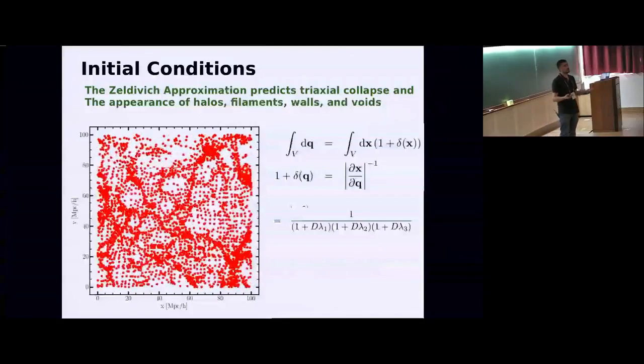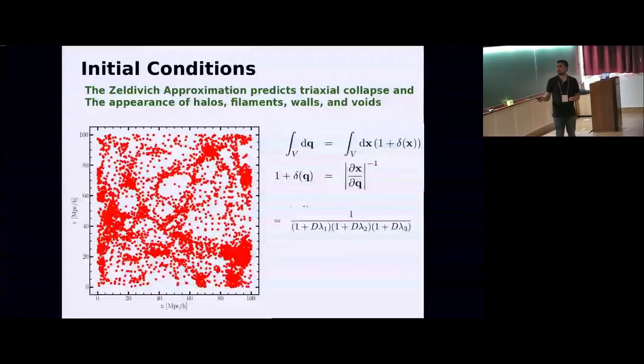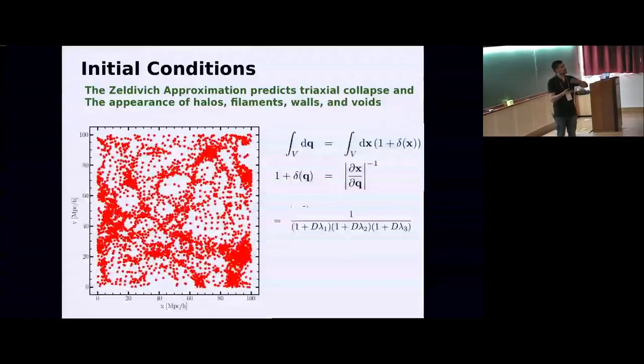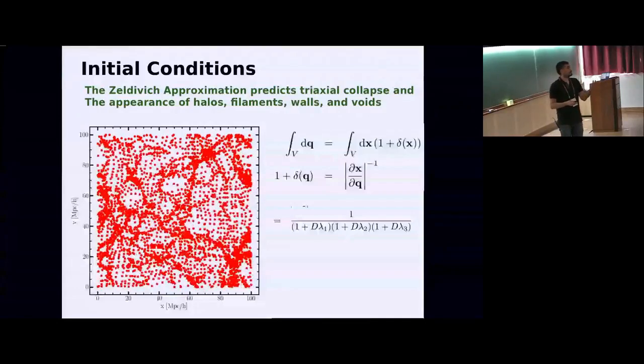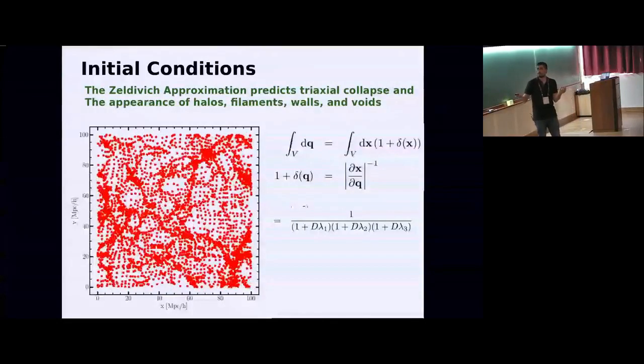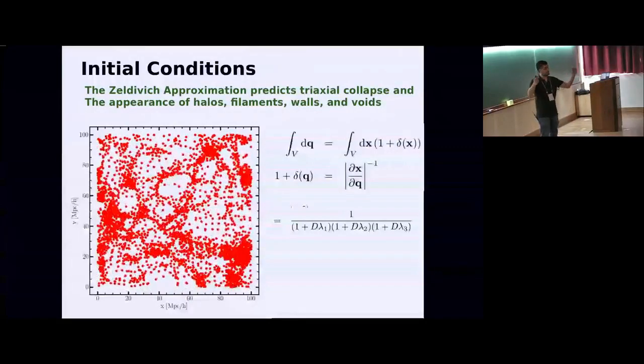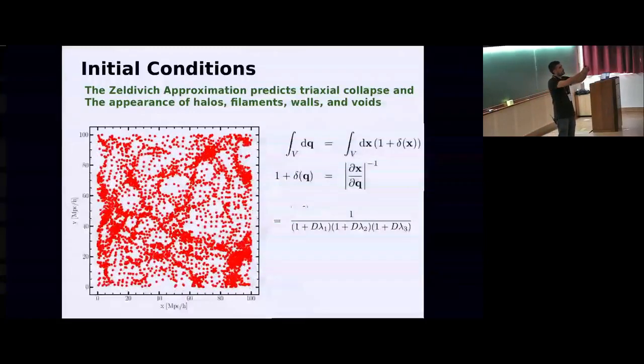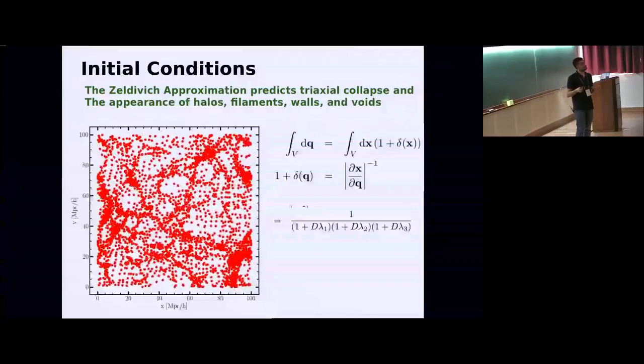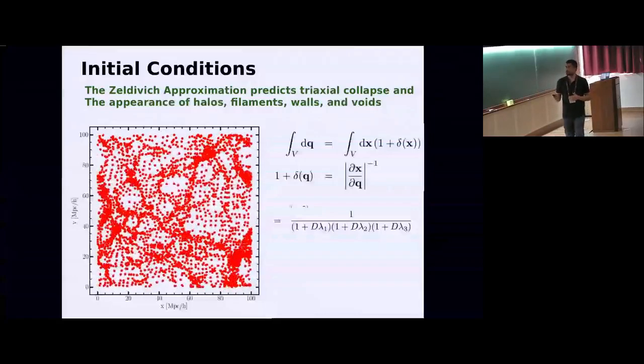This is known as shell crossing. Right? So if you have one of them being zero, you can have a sheet, and then 2 of them a filament, and 3 of them a halo. So what does it mean that this goes to 0? It means that the Jacobian is singular: 2 particles that were initially in different places end up in the same place. Right, so this mapping is singular, and that is what happens.